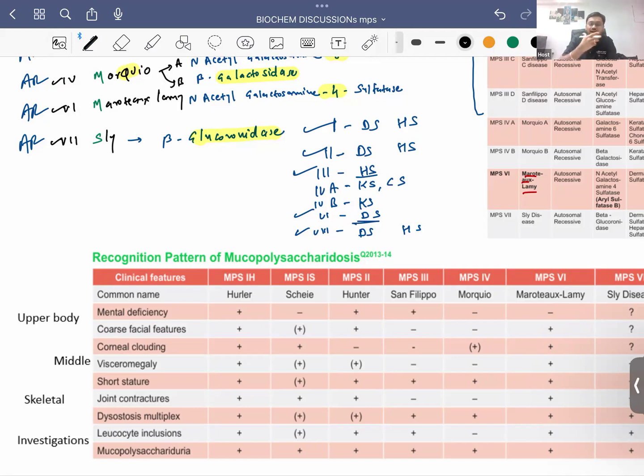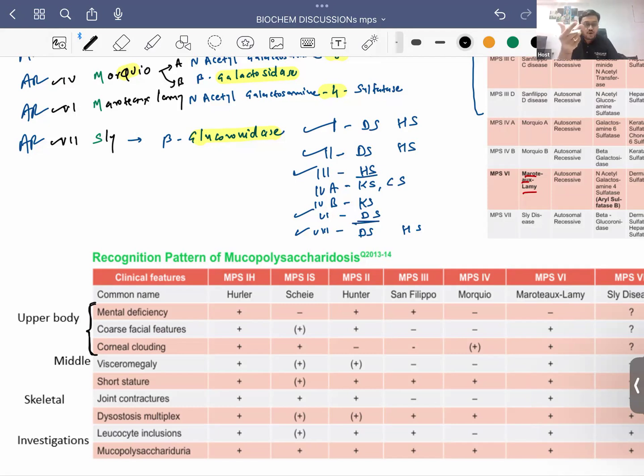If you see the head, there is mental deficiency, coarse facial features, and corneal clouding. Mental deficiency is mental retardation. Coarse facial features include macroglossia, that means a large tongue, open mouth, and frontal bossing. And corneal clouding means haziness over the cornea. These are the upper body features.